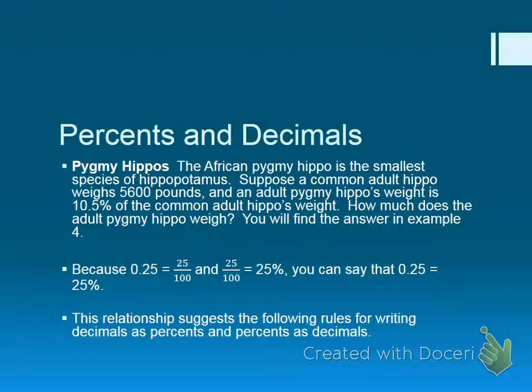I don't know where they come up with these examples. Pygmy hippos. I don't know. Who knows? It says the African pygmy hippo is the smallest species of the hippopotamus. Suppose a common adult hippo weighs 5,600 pounds and an adult pygmy hippo's weight is 10.5% of the hippo's weight. How much does the hippo weigh?